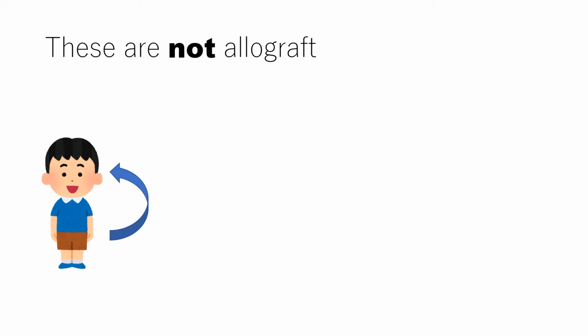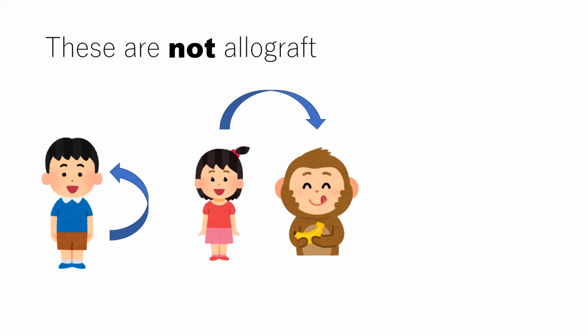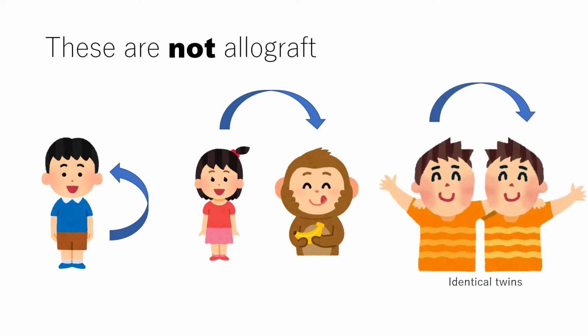Transplantation from one part of the body to another part in the same person is called autograft, and transplantation between different species is called xenograft. Transplantation between two people who have the same gene is called isograft.